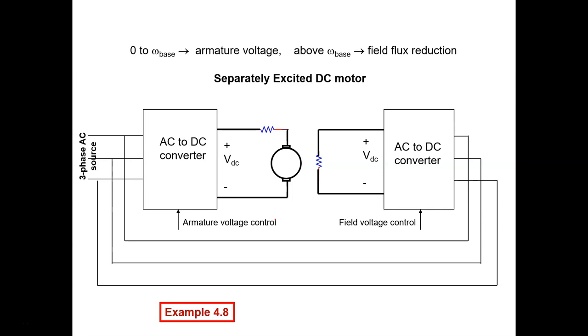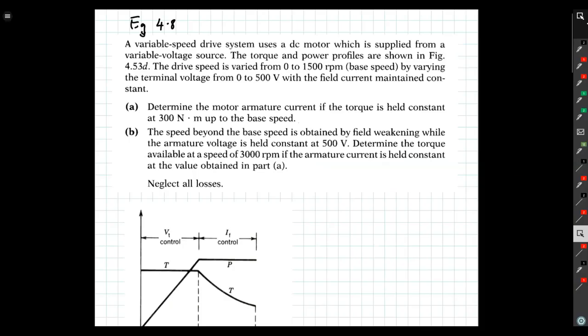Let's do example 4.8 now. Okay, we are going to do example 4.8 now, which is an example related to the speed control of a DC motor. The question is shown here.